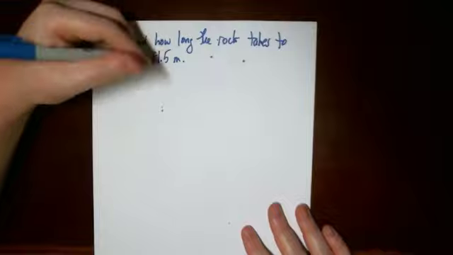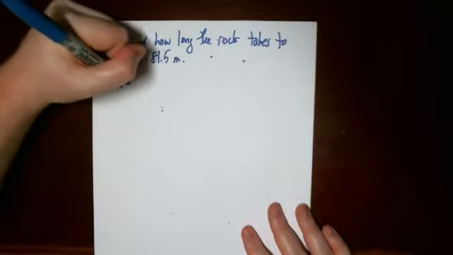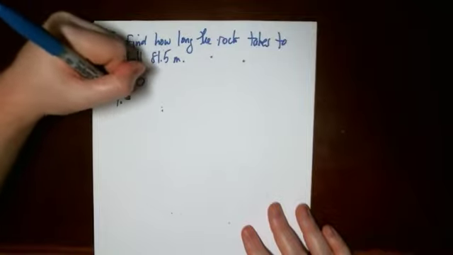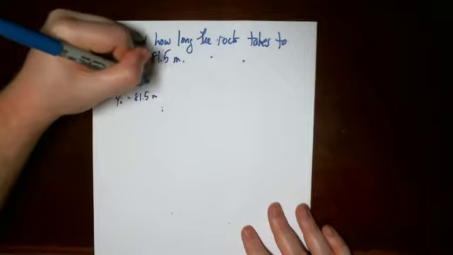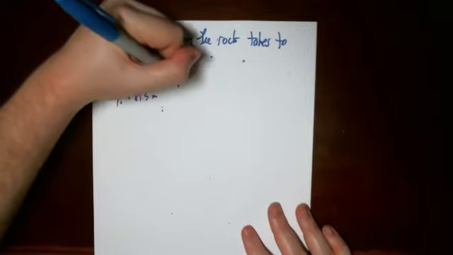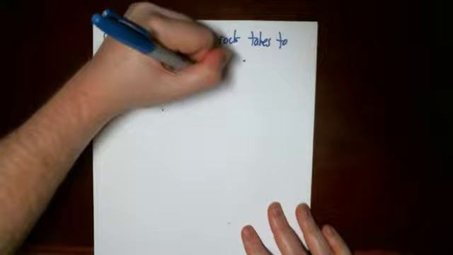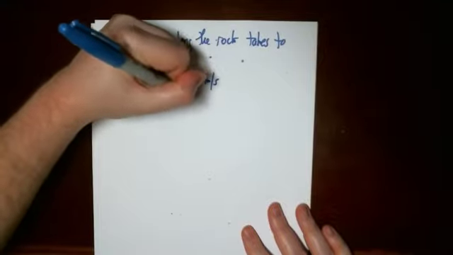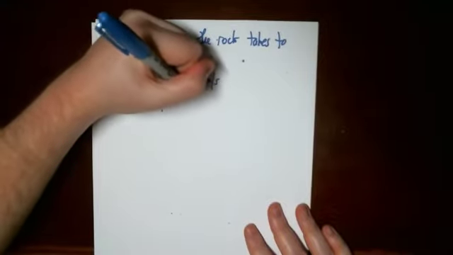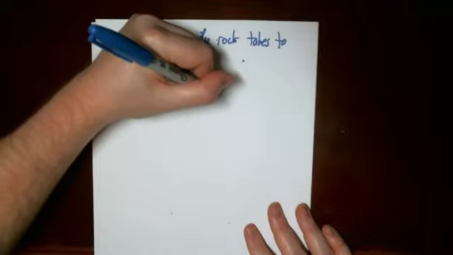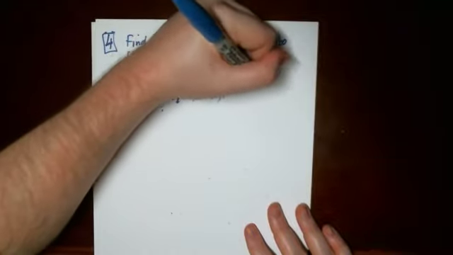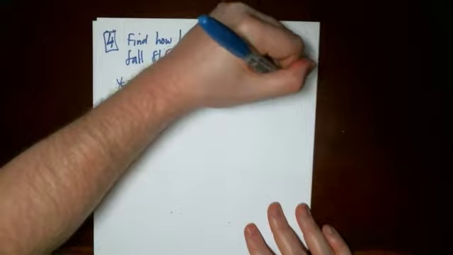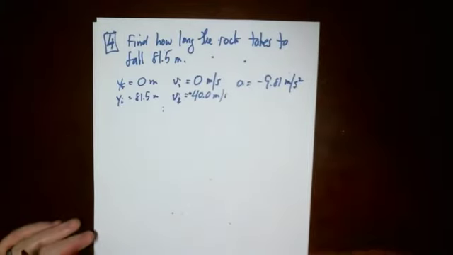But what do we know? We know YF, we'll call that 0. We know YI is 81.5 meters. We know VI equals 0 meters per second. VF equals, call that negative 40 meters per second. And A equals negative 9.81 meters per second squared. So we know a lot of stuff.